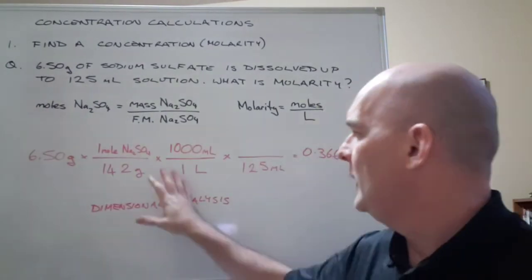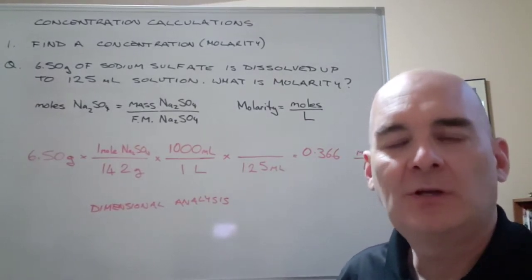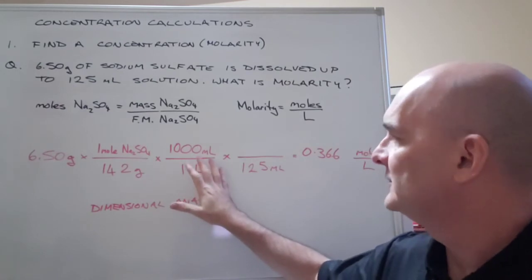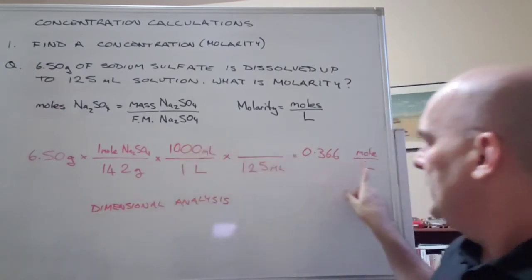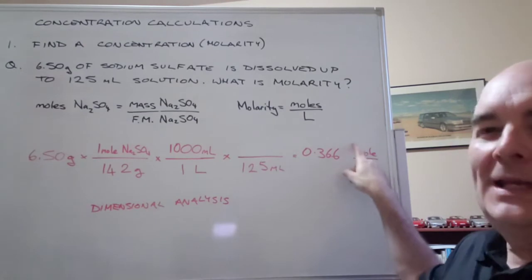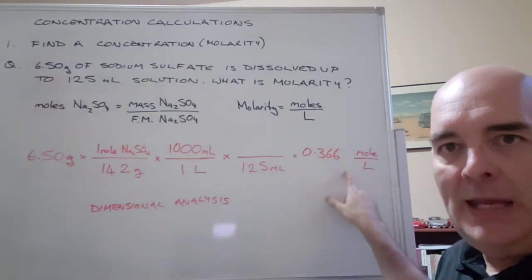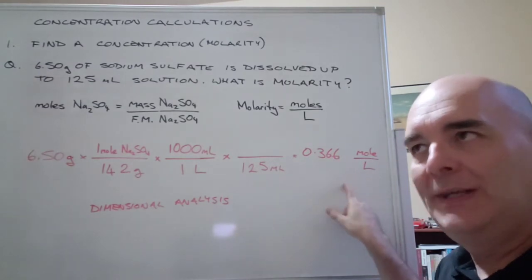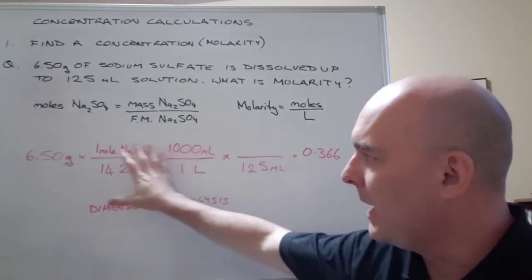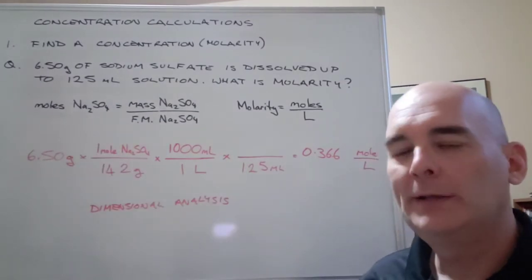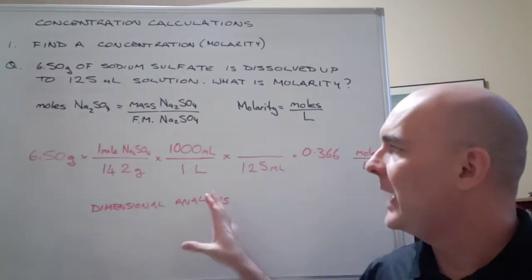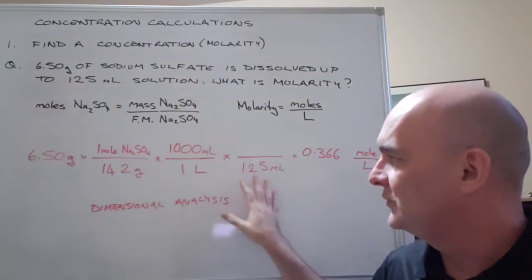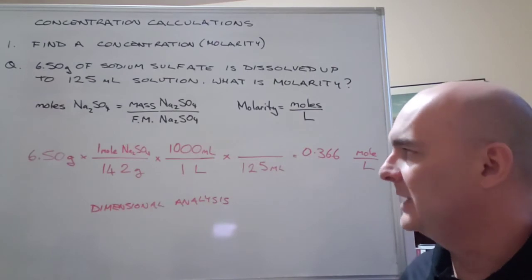That same equation performed by dimensional analysis looks like this. In dimensional analysis, what we do is we figure what it is that I want at the end. What is my answer? And the answer is moles per litre. So I'm going to set up the numbers in one big equation so that the units in the question lead me to the correct answer.